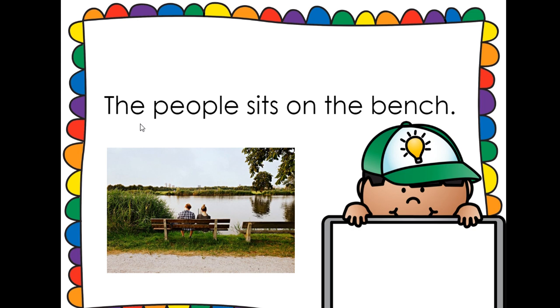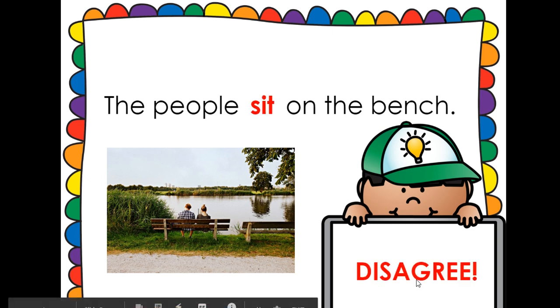This sentence says, the people sits on the bench. So we have our subject is people, here they are right here, and sits is the verb. This is what they're doing. The people sits on the bench. I don't know about that sentence. That subject verb may not agree. They may disagree. Let's read the sentence again. The people sits on the bench. Let's see what the verb patroller thinks. Oh, he thinks they disagree. I agree with the verb patroller. I hope you do too.